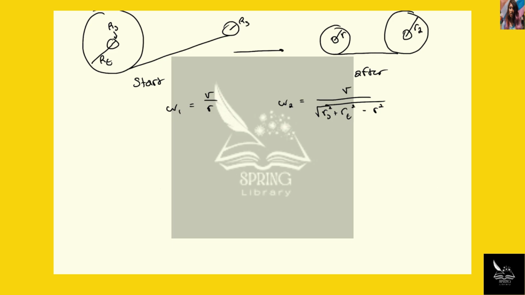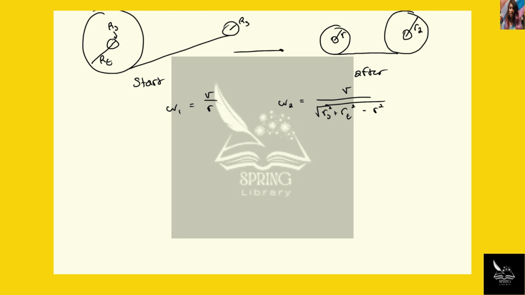In this problem, we simply want to determine the angular speeds of two spools, omega 1 and omega 2. Omega 1 has to be v over r, and omega 2 has to be this ugly mess. But don't worry, it's not that hard of a problem.